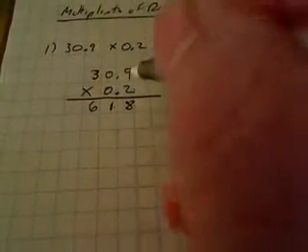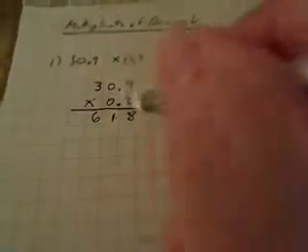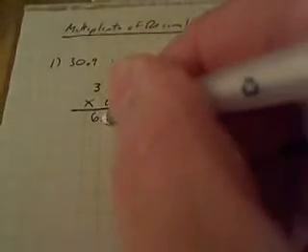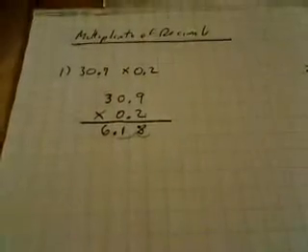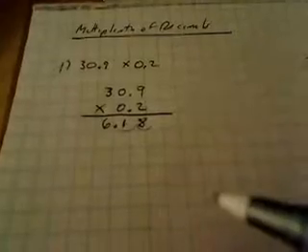So how many decimal points do we have? Make sure things line up. We have 1 and 2. So go to the right. 1, 2. 6.18 is the answer. Does that make sense?